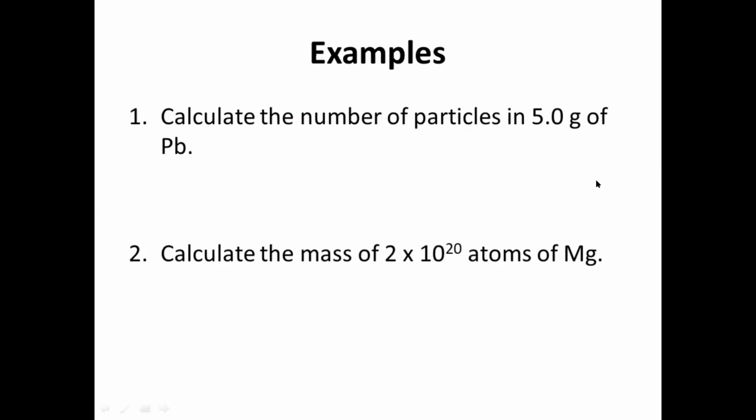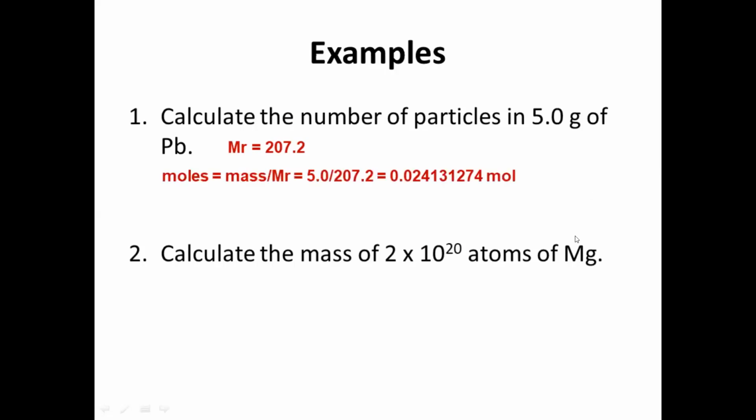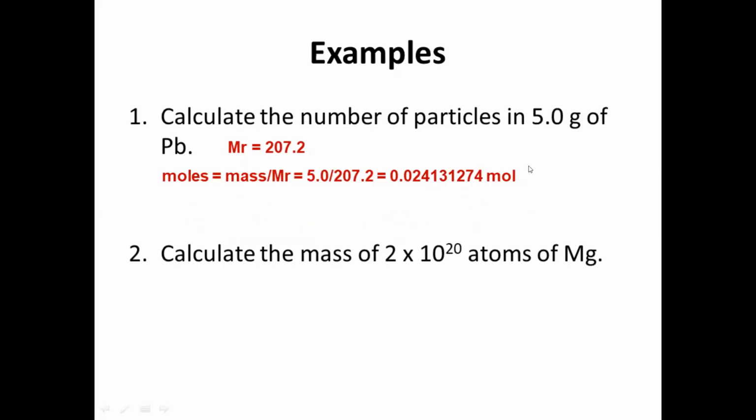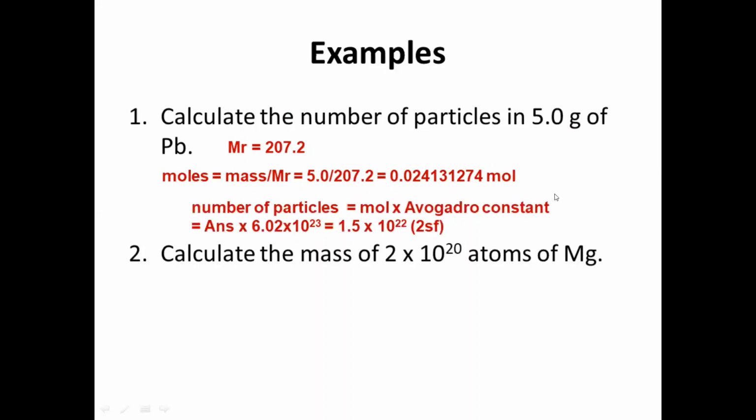Right, so how do we calculate the number of particles in 5 grams? Well, to work out the number of particles, we need to first have moles. So we've got mass is 5 grams. We can work out MR is 207.2. With mass and MR, we can work out the moles. Can you see here, I kept the long number in here. I didn't round it up yet to significant figures.